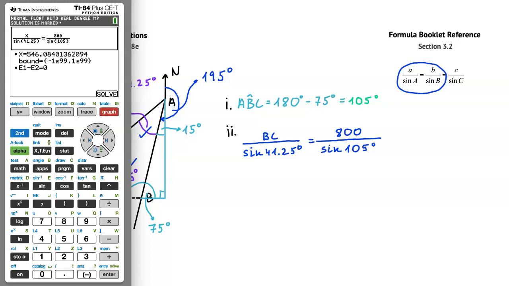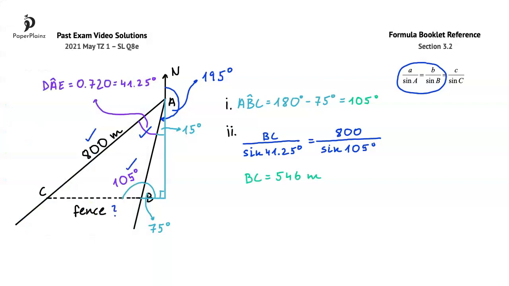We have to round our answer to 3 significant figures, and since the third significant figure is 6 and the fourth significant figure is 0, we'll leave 6 as it is and write that BC, so the fence, is 546 meters long. Let's see 2 exam-taking tips that can help you succeed on similar questions.